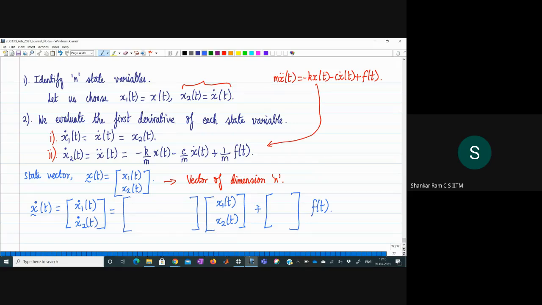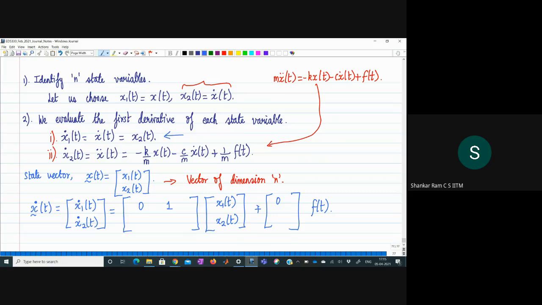If we look at this structure, the first state equation is x1 dot equals x2, right? So suppose I put 0, 1 and 0 here. You will see that if I do the matrix-vector multiplication, I will get x2. I'm sure all of us can agree on that point. So what I have done is written the governing equation for x1 in terms of the state variable and the input.